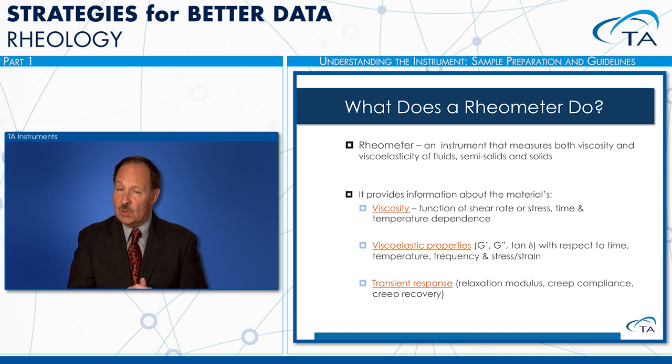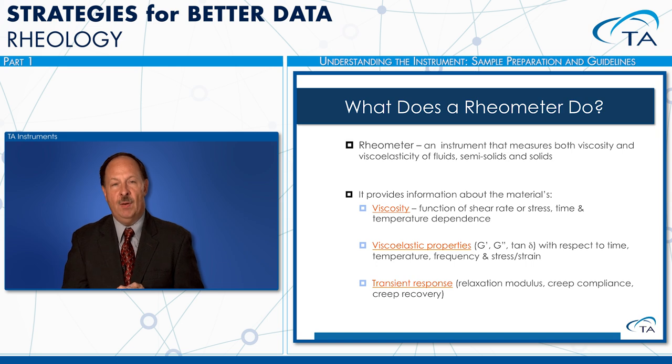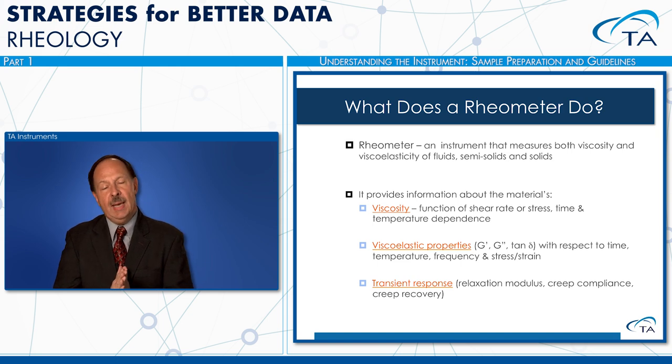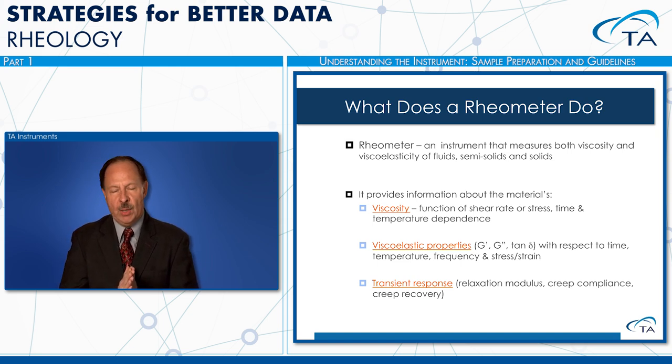We can look at viscoelastic materials as a function of temperature, which is what we do with dynamic mechanical analysis. We can look at it as a function of frequency, and dynamic frequency sweeps are very good for looking at the molecular weight distribution of polymer melts. And we can do stress-strain testing and a number of other tests to get the viscoelasticity of our material.